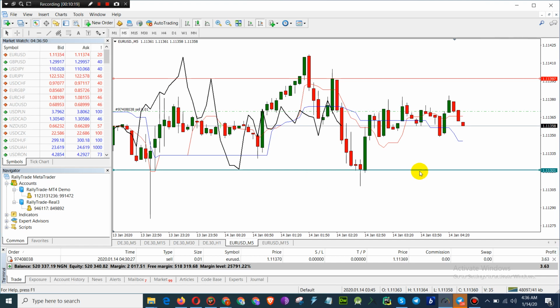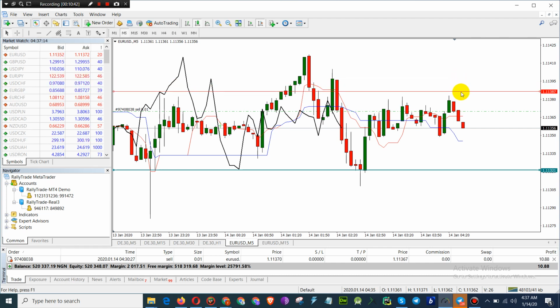Okay, so this is our take profit and this is our stop loss. I want to make sure that this one is at least 2 times this one. Yeah, I think that's what I'm gonna do, because that is the best way to trade. So I'm gonna bring this one to this place.